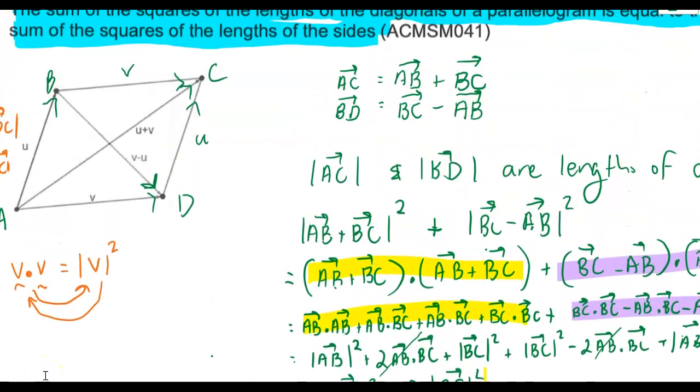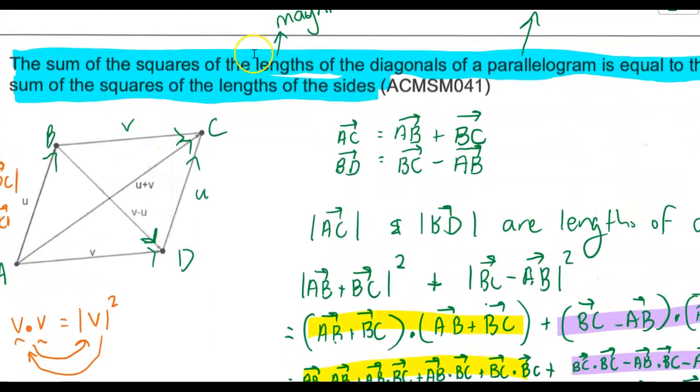So we've gone from working out the sum of the squares of the lengths of the diagonals, and we've moved all through our proof, and we've shown that that is equal to the sum of the squares of the lengths of the sides. The end.